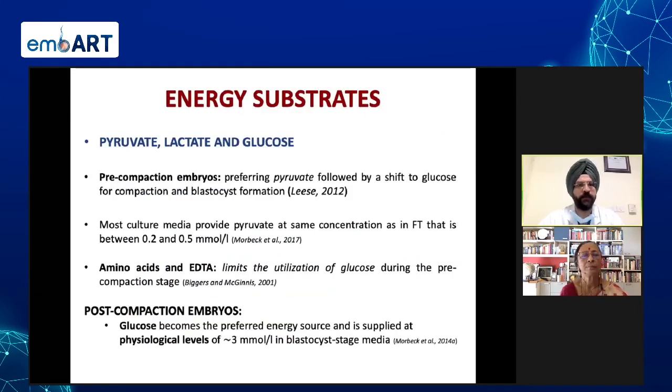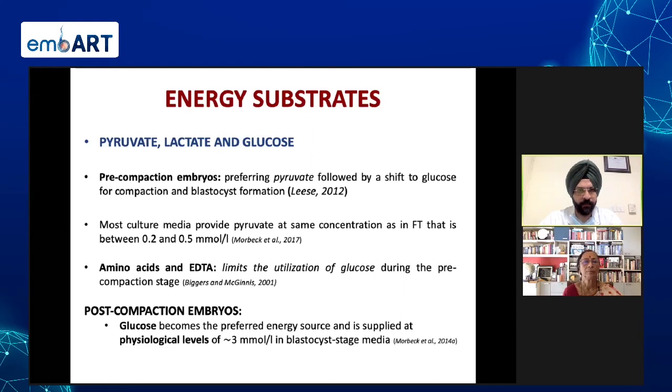Energy substrates, mainly three: pyruvate, lactate, and glucose. Pre-compaction embryos always prefer pyruvate. They prefer pyruvate, followed by a shift to glucose post-compaction and blastocyst formation. Most culture media provide pyruvate at the same concentration as in fallopian tubes, that is between 0.2 to 0.5 millimoles per liter.